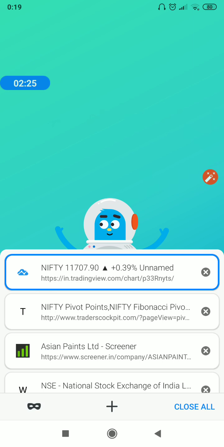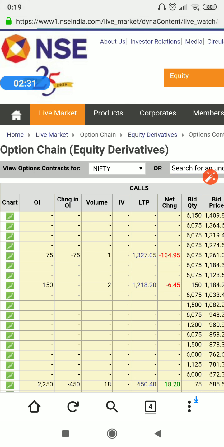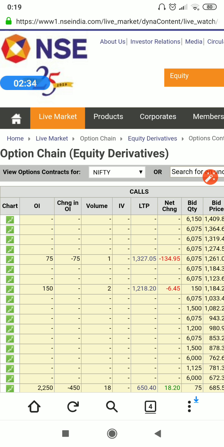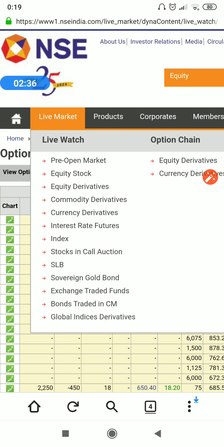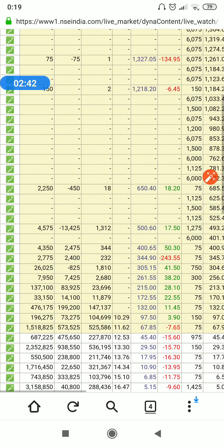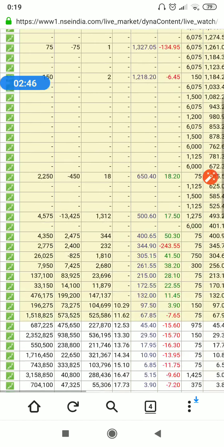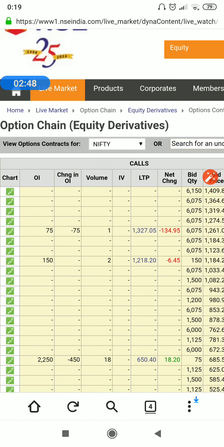A few of my friends told me that we should look at the option chain directly from the NSE site itself and not in the Excel sheet. Okay, so for a few days we'll do this. So you can go to live market and equity derivatives, and first we'll see where is the maximum call position. So the leftmost side is the OI for the call.